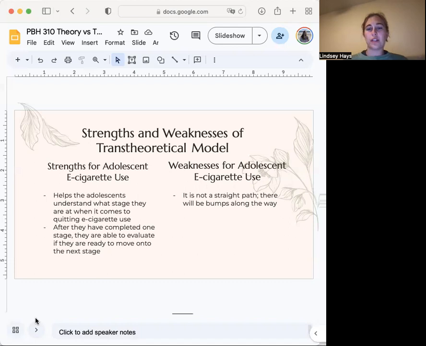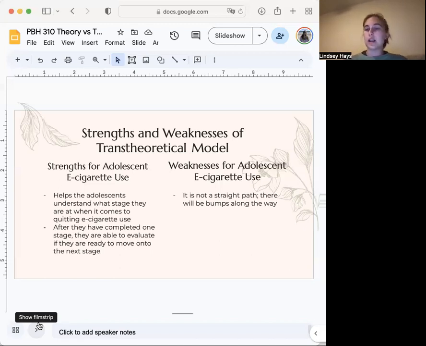Another strength of the transtheoretical model for this behavior is that after they have completed one stage, they're able to move on to the next, and it's a self-evaluation of where they're at. Once you've moved on from contemplation to preparation, it's, I am going to quit vaping. It's no longer a maybe I'll do it in the next couple months. It's, okay, we're about to start doing that behavior.